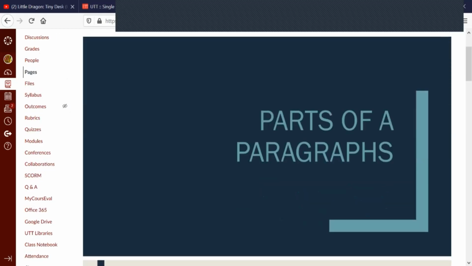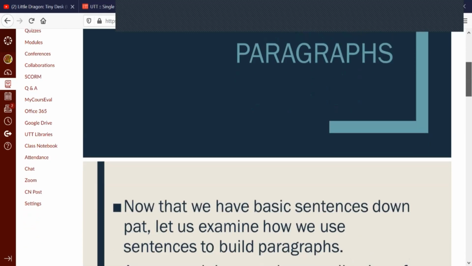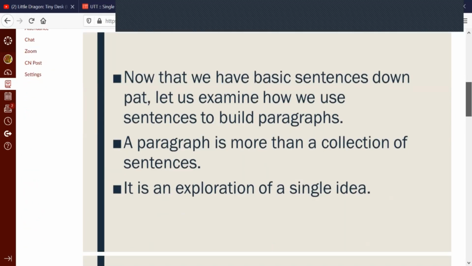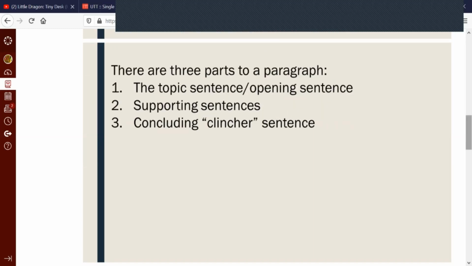So the next thing we want to look at are parts of the paragraph. And we take paragraphs for granted. You've been writing paragraphs since primary school, so you take it for granted. But it's good to go over what are the parts of the paragraph. So there are 3 main sections of a paragraph: the topic sentence, which is your opening sentence, supporting sentences, and a concluding or clincher sentence.